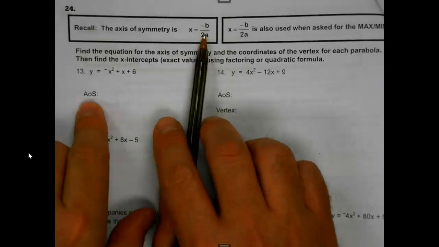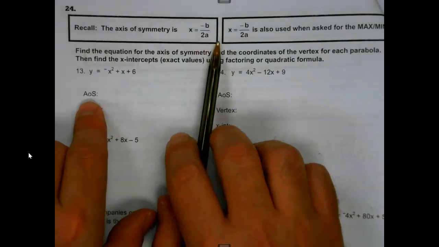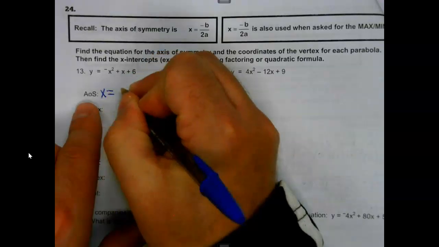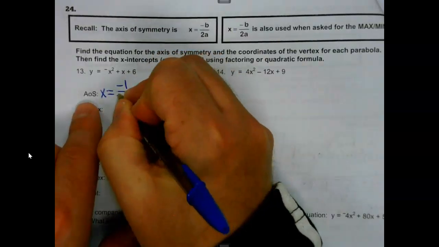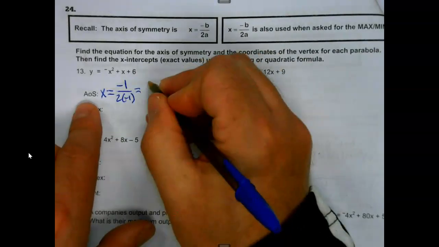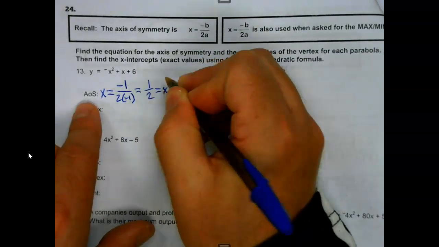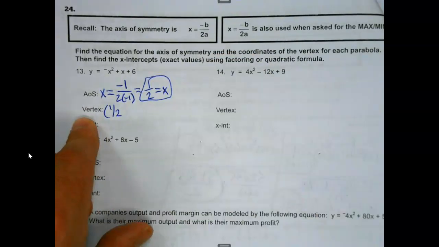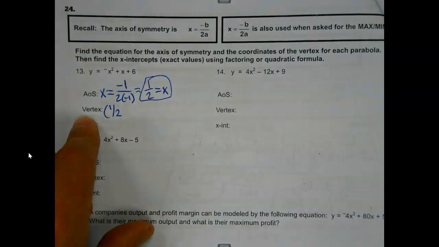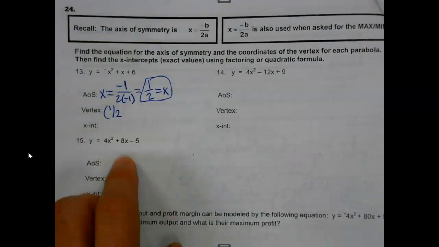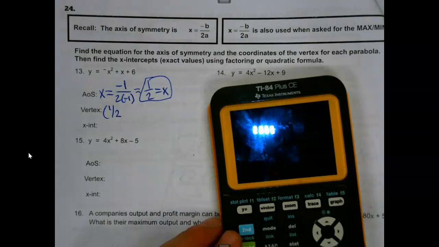Axis of symmetry, hey, there's that opposite of b over 2a thing. It's part of our quadratic formula. So x is the opposite of b over 2a. Negative 1 over negative 2 is a half. That wasn't a fun way to start. Okay. Now, with the 1/2.